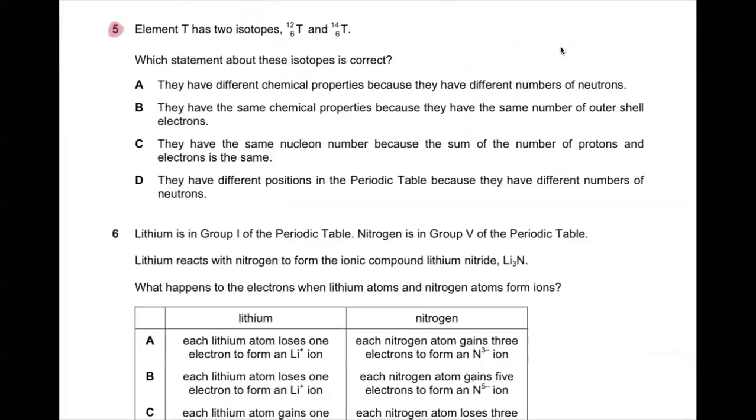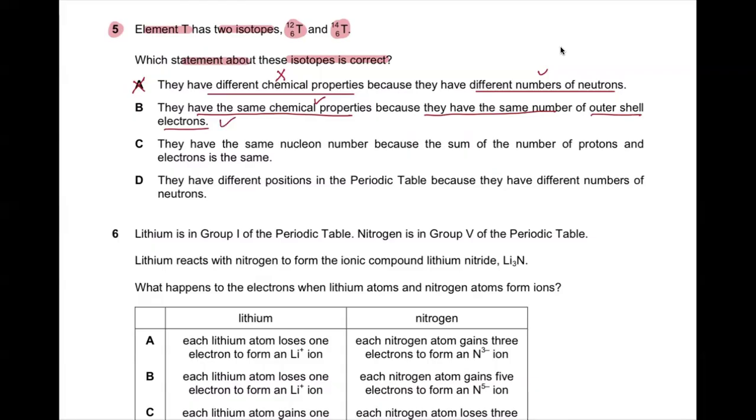Now, the element T has two isotopes, T-12 and T-14. Which statement about these isotopes is correct? They have different chemical properties because they have a different number of neutrons. No, neutrons don't explain the chemical properties, and do remember isotopes have the same chemical properties. So A goes wrong. They do have a different number of neutrons, but that doesn't mean they have different chemical properties. Their chemical properties are the same because they have the same electronic configuration, the same number of outer shell electrons.